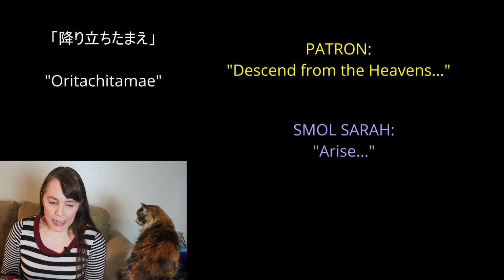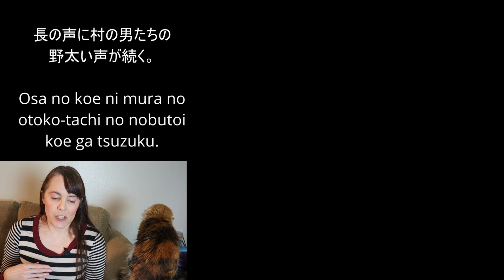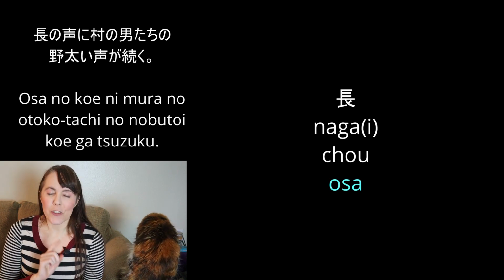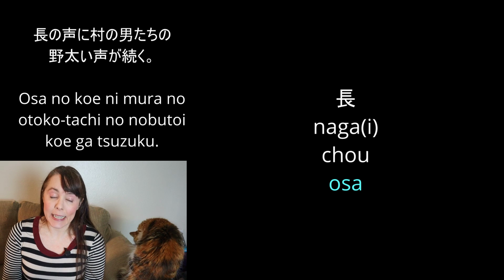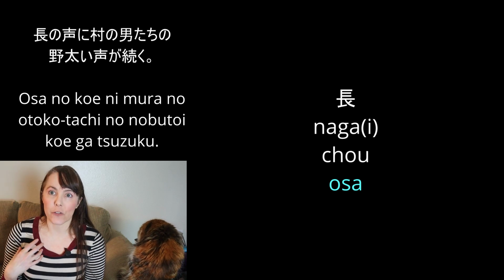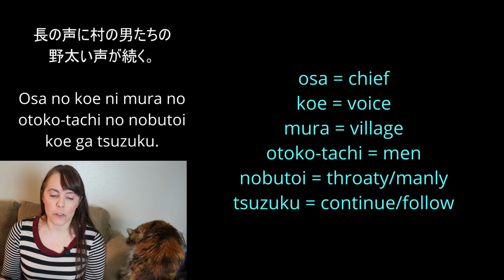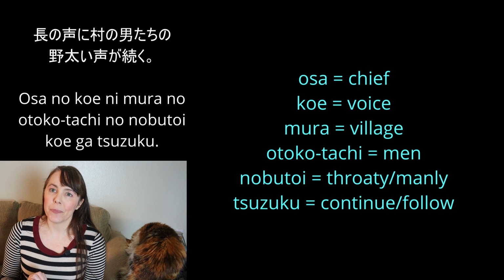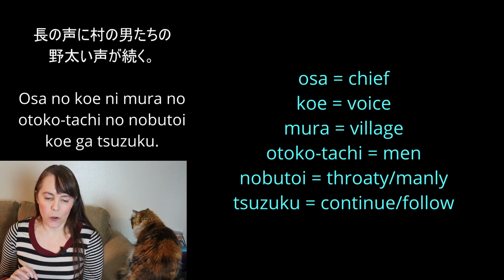Oritachi tamae, that line again. Osa no koe ni mura no otoko tachi no nobutoi koe ga tsuzuku. So this first kanji, it's pronounced so many different ways. You may recognize it. It's a beginning level kanji. It's nagai, but in this case it's pronounced osa, and it's for the chief or the head of a tribe or clan or village. So osa no koe ni, so at the sound of the chief's voice, mura no otoko tachi, the men of the village, no nobutoi koe ga tsuzuku.